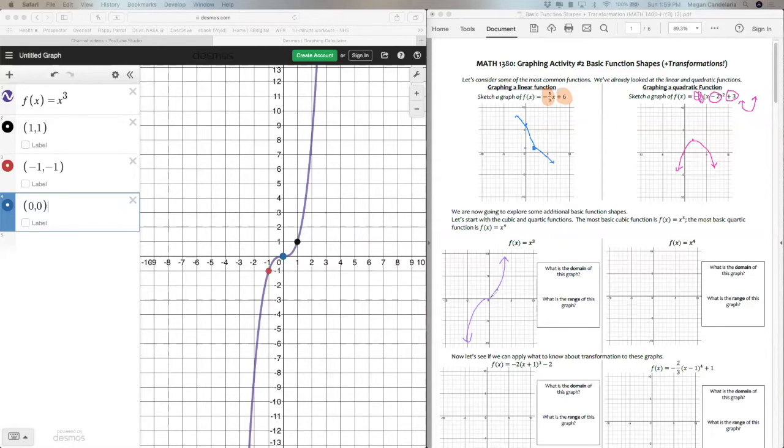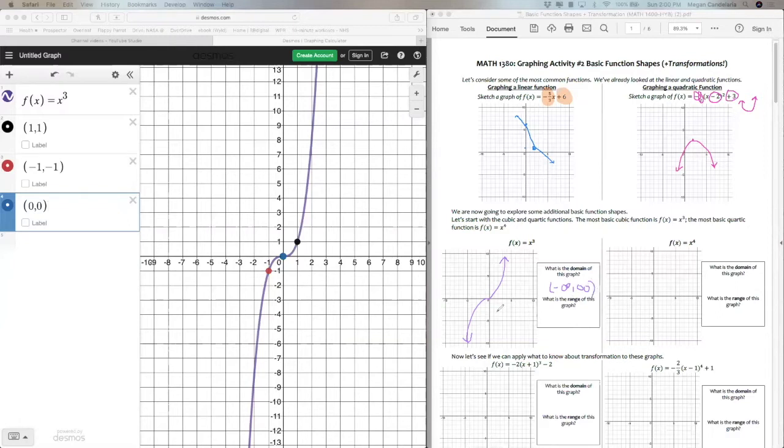Well, our domain is our x values. Now, this arrow here tells us this is going to continue to get wider and wider and wider on both sides. So our domain is going to be everything. Our domain is going to be -infinity to infinity. Again, I apologize for my poor writing ability here.